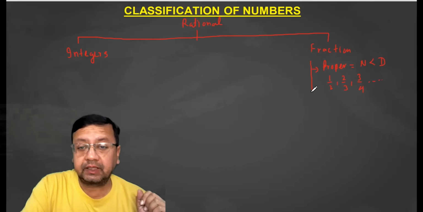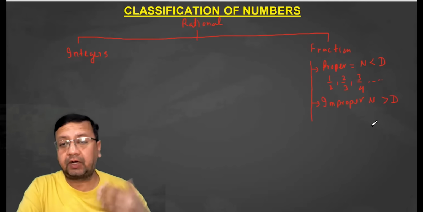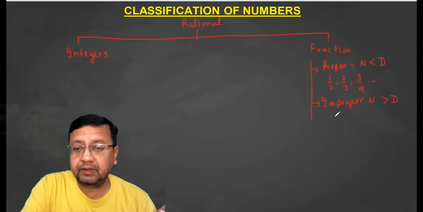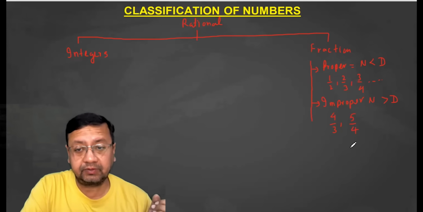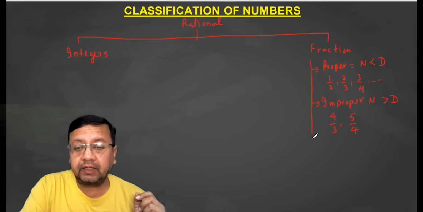Right? Second is what? We have improper fraction, right? Improper fraction. And here, this is what? The numerator is greater than the denominator, right? So how will you define this? That is, say, 4 by 3, 5 by 4, and so on. Right? So these are what? Improper fractions.